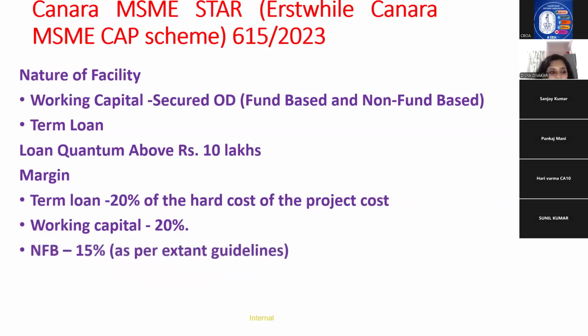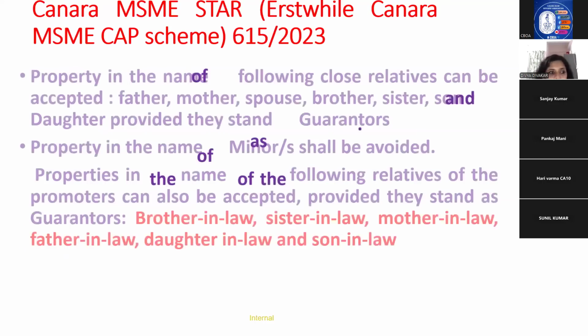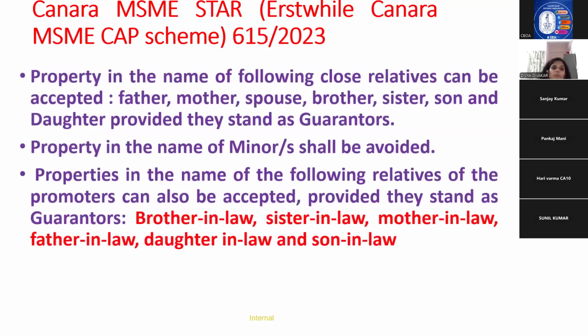What is the nature of the facility? It has to be working capital, secured OD; term loan can also be given. Loan quantum will be above 10 lakh. Margin will be 20% in case of term loan and working capital, 15% in case of non-fund based limits. Okay, property in the name of close relatives can also be accepted: father, mother, spouse, brother, sister, son and daughter, provided they stand as guarantors.